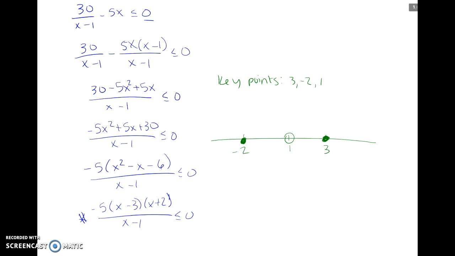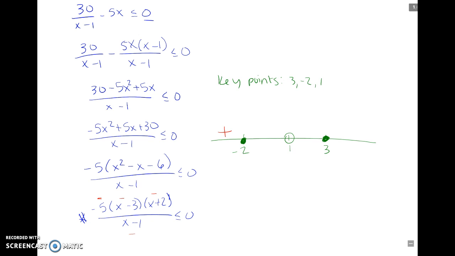Now I'm going to do sign analysis in these 4 zones that we have. We have less than negative 2, between negative 2 and 1, between 1 and 3, and then greater than 3. So if I plug in a number less than negative 2, let's say negative 10, this one right here is always going to give us a negative. That negative 5 is going to give us a negative to multiply by. Now if I plug in a negative 10, this is negative, and that's negative. So 1, 2, 3, 4 negatives give me a positive.